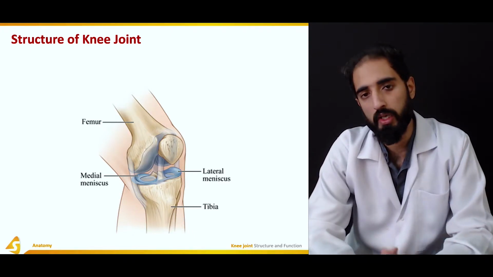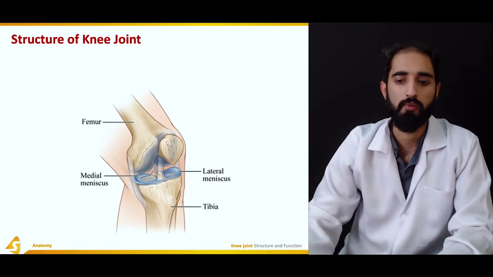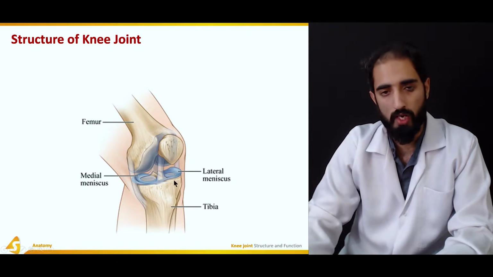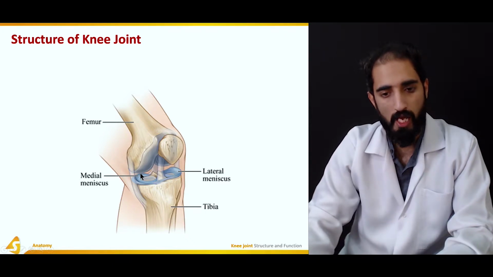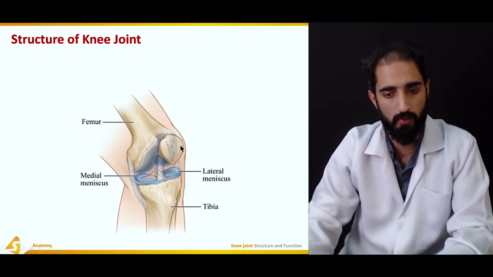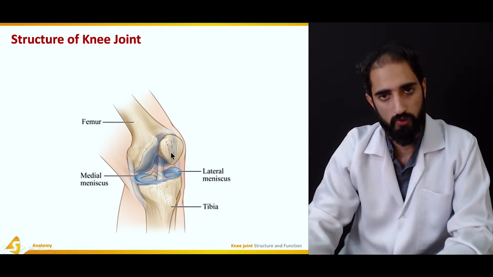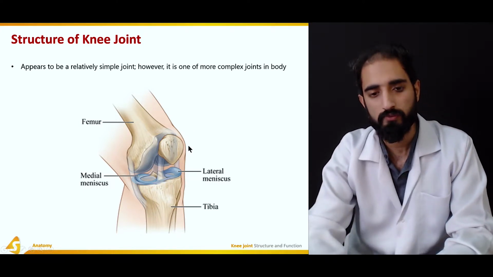So as we already discussed and mentioned, it is made by two joints. We have the tibiofemoral joint and the patellofemoral joint. So the tibiofemoral joint is made by the distal aspect of the femur and the proximal aspect of the tibia, thus forming the tibiofemoral joint. The second one is the patellofemoral joint, which is made up of the posterior aspect of the sesamoid bone, which is the patella, and the anterior aspect of the femur.